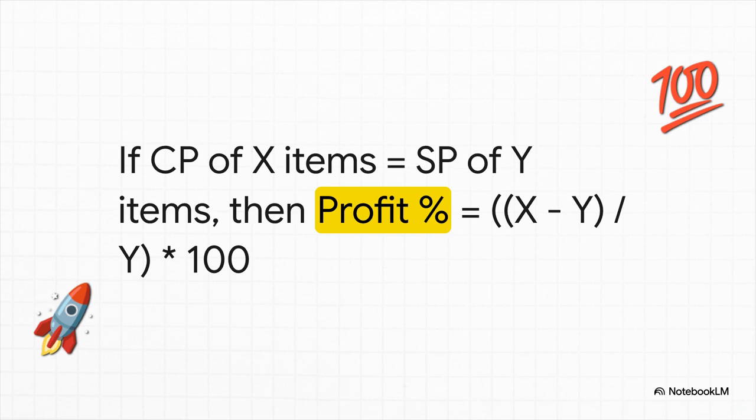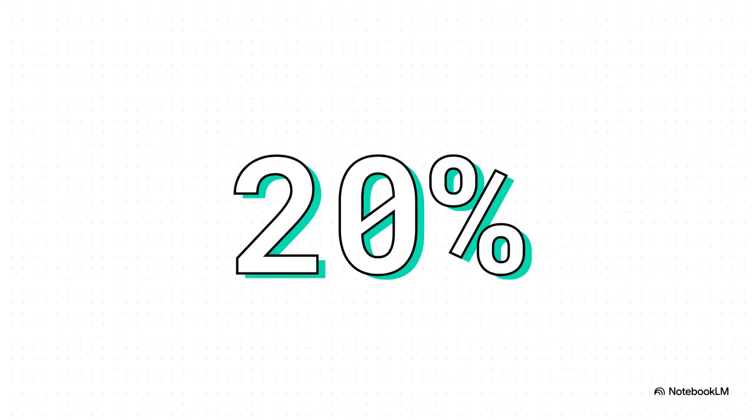Anytime the cost price of X items is the same as the selling price of Y items, you can use this simple formula. You just take the difference in the number of items, divide it by the number of items you sold, and multiply by 100. So let's just plug our numbers in. X is 12, Y is 10. So you've got 12 minus 10, which is 2, divide that by 10, multiply by 100, and boom. Just like that, you know the answer is a 20% profit.